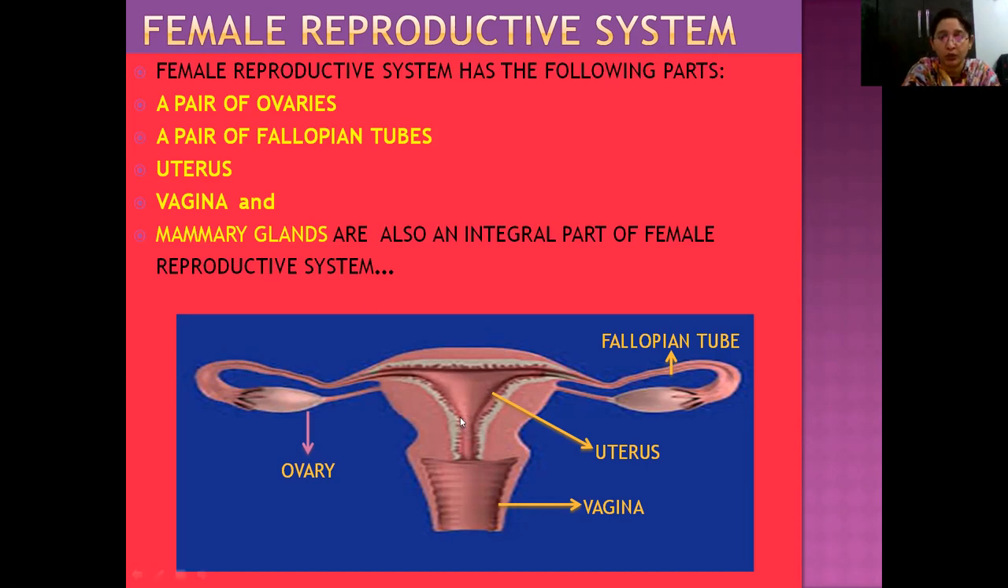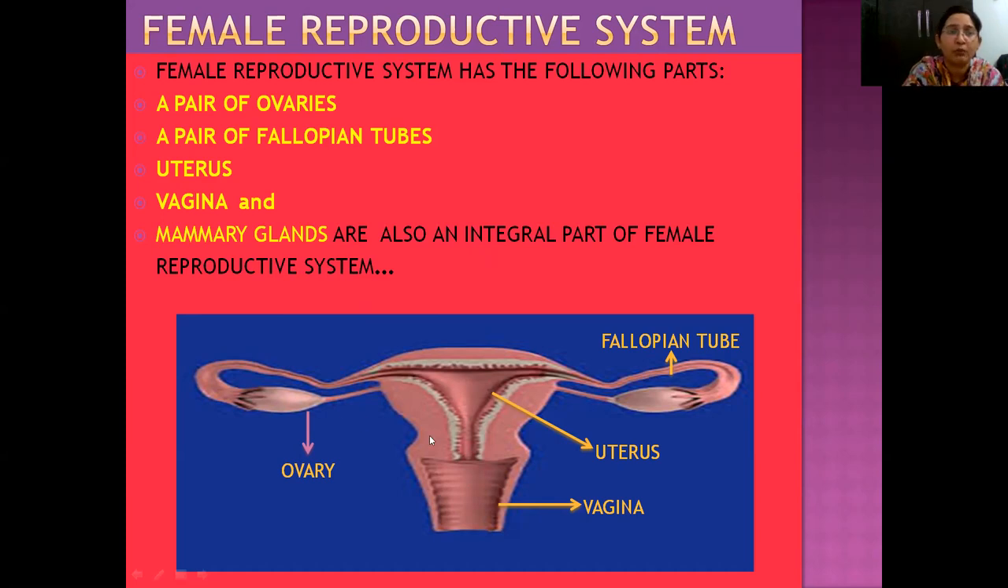Here, the parts you can see in the female reproductive system are two ball-like structures situated on either side of this bag-like structure. These two ball-like structures are called ovaries, which are in pair. One is situated on the right side and the other on the left side. A pair of tubes are present on either side of this central part. These two tube-like structures are called fallopian tubes. This central bag-like structure is called the uterus, and this lower part is called the vagina. Along with all this, there are mammary glands, which are also a part of the female reproductive system.